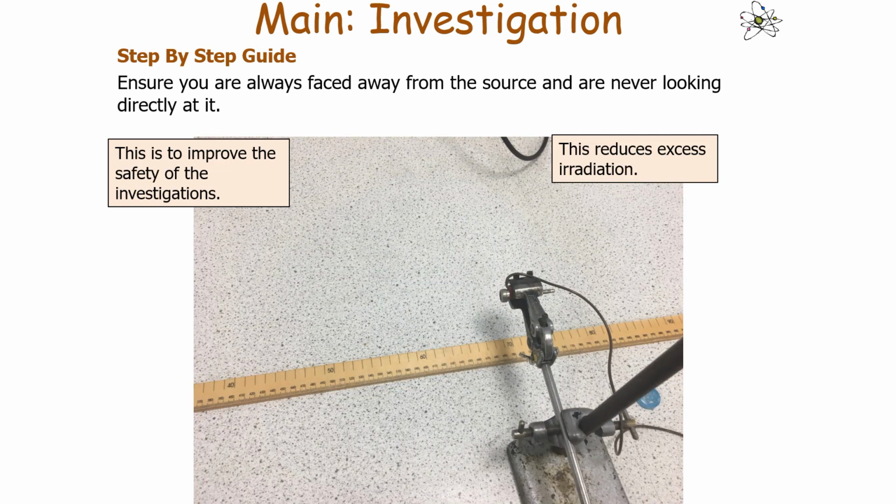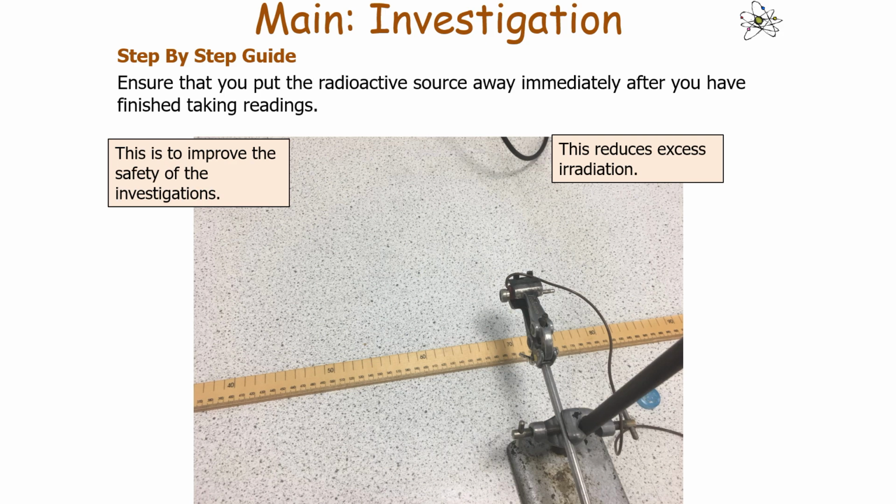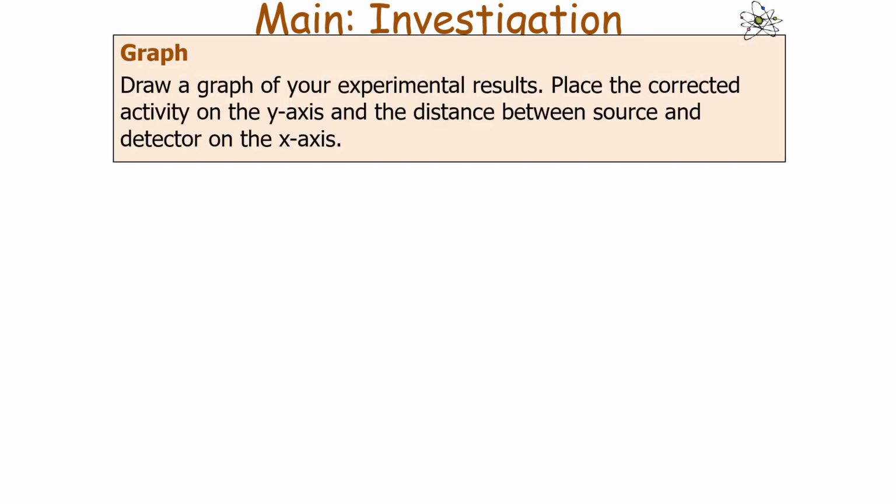Now a couple of things: ensure you are always faced away from the source and are never directly facing it. This improves the safety of the investigation as it reduces excess irradiation. And then ensure that you put the radioactive source away immediately after you finish taking the readings to once again reduce the excess irradiation. Once you've got your experimental results, you would draw a graph of these results.